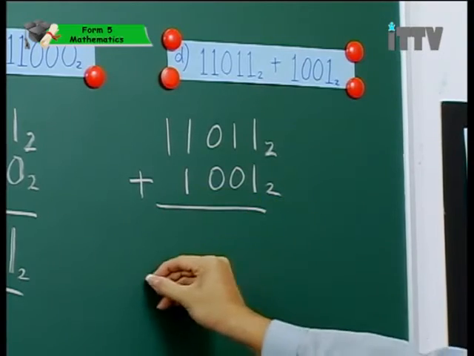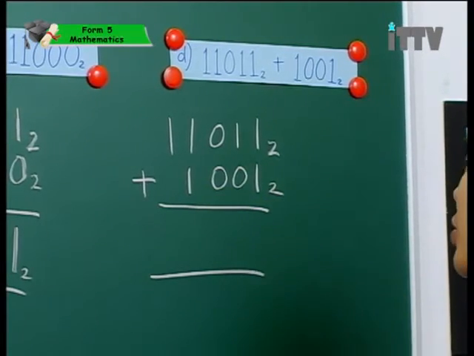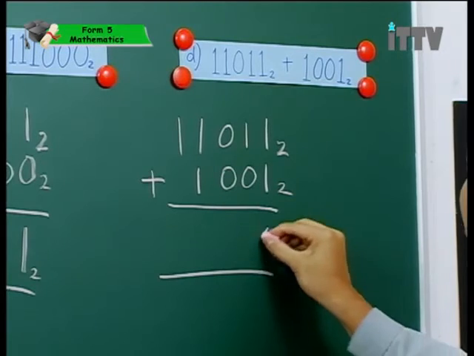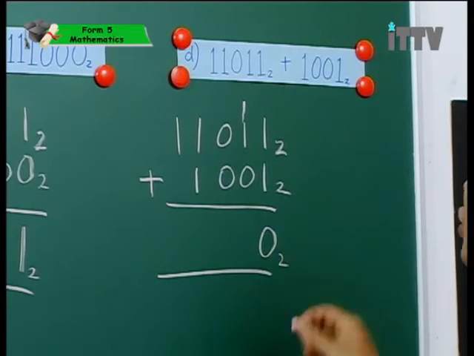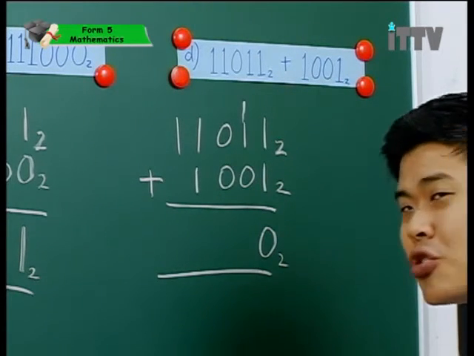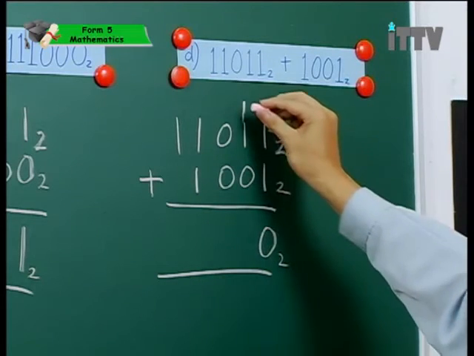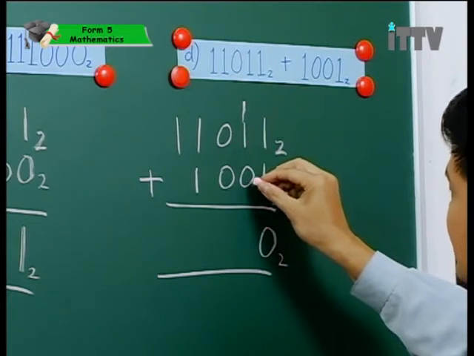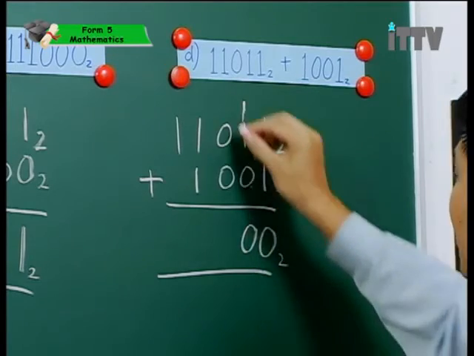Don't forget that the arrangement is very important. So 1 plus 1 is 10 again. You'll just be hearing 0 and 1, 0 and 1 in base 2. Just don't get confused with it. So 1 plus 1 plus 0 gives me 10.